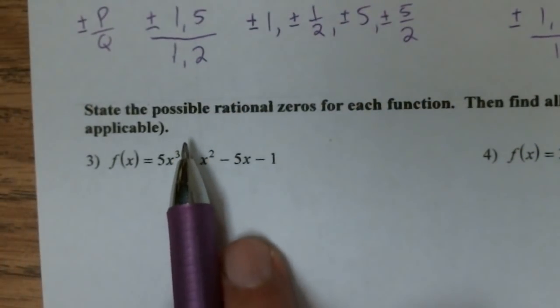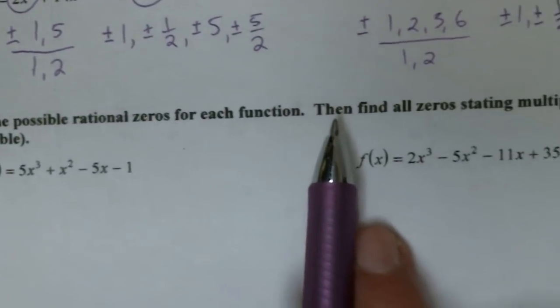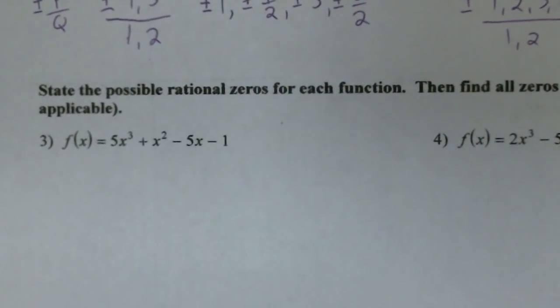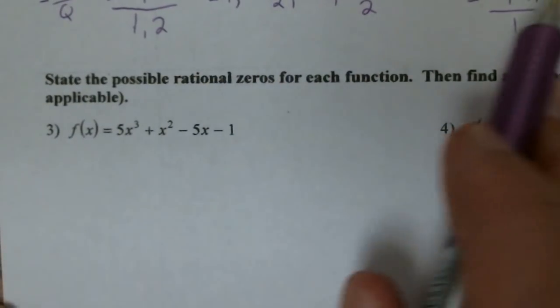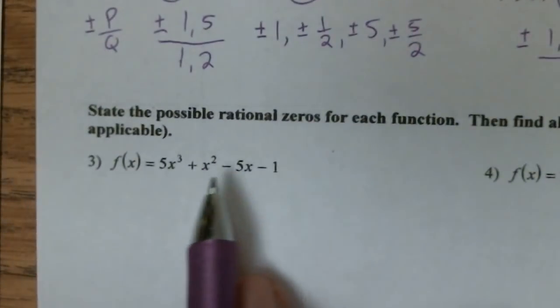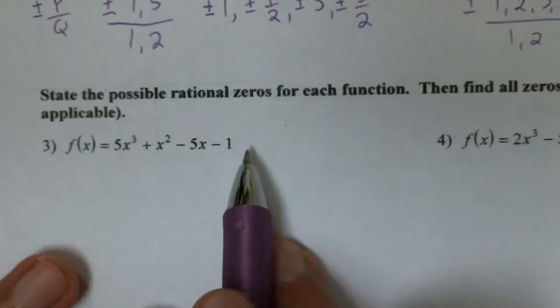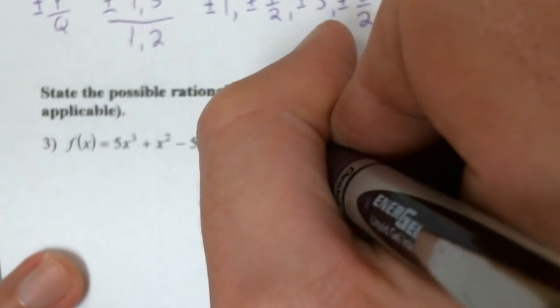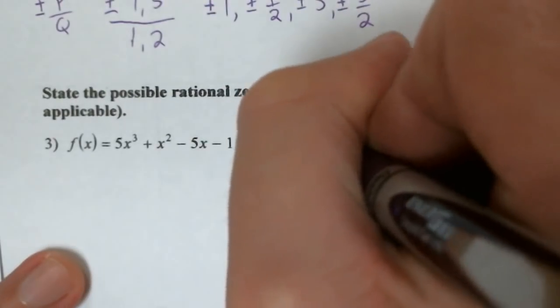All right, so the next one says state the possible zeros, which we just did, and then it says find all the zeros, stating the multiplicity if it's applicable. Okay, so for sake of time, guys, I'm not going to go through what we just did. I'll just go ahead and write down our possible roots here. For number 3, our possible roots are plus or minus 1 and plus or minus 1/5.